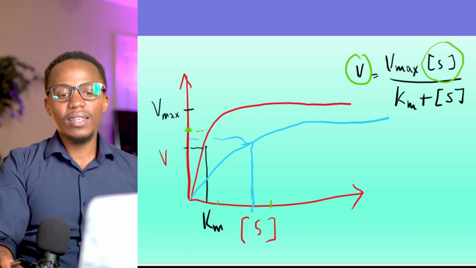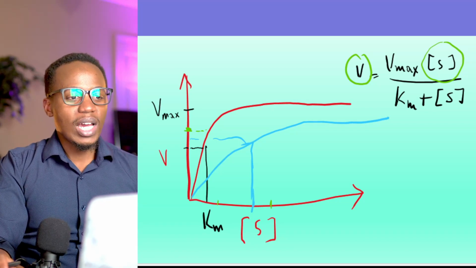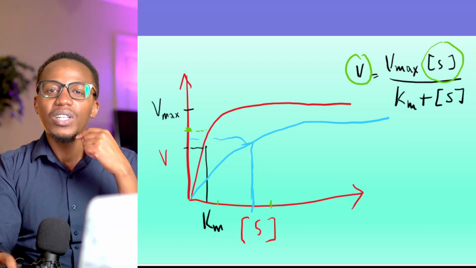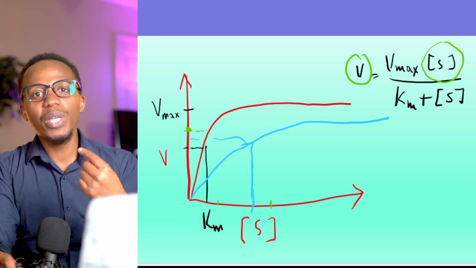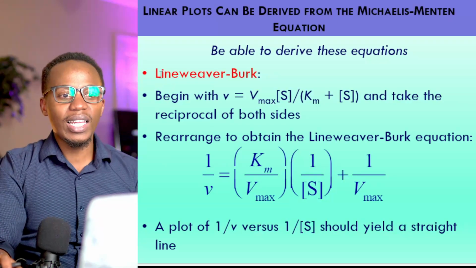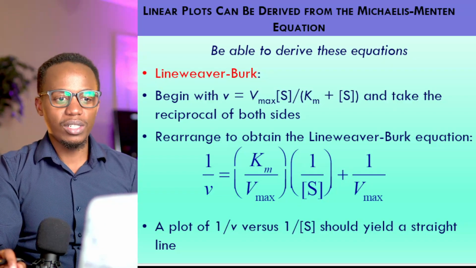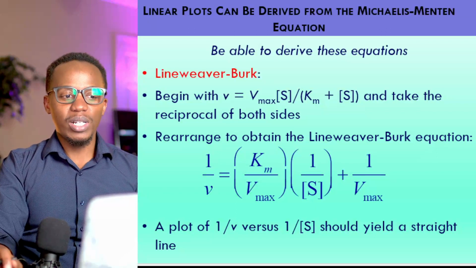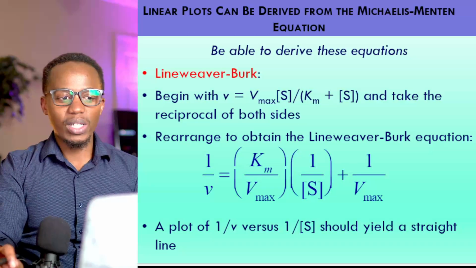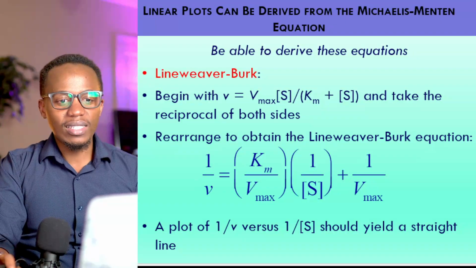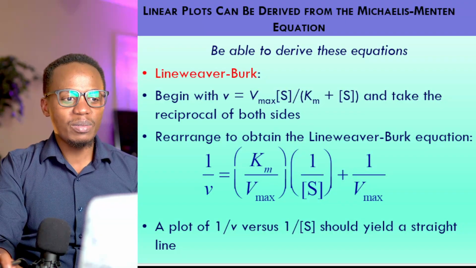It needs the introduction of another equation. It's not another equation, it's kind of a spin, if you will, on the Michaelis-Menten equation, and it's called the Lineweaver-Burk equation. Lineweaver and Burk are two people who elaborated on the Michaelis-Menten equation. And all it really is is just the reverse of the Michaelis-Menten equation. What do I mean by that?